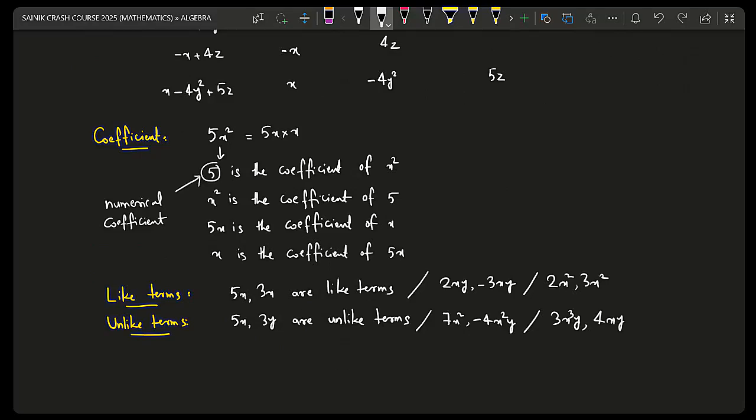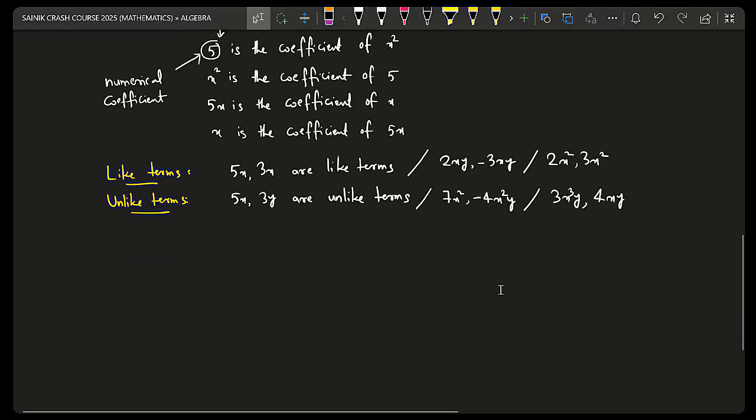Now we are going to discuss what is a polynomial.